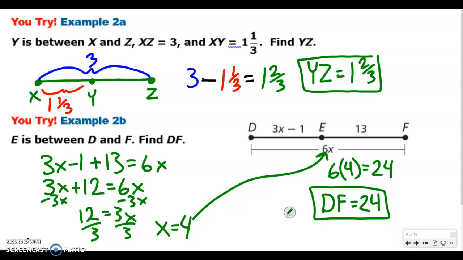Notice on the first one, we had to do a little figuring out by fractions. So 3 minus 1 1/3 gave us 1 2/3 for YZ. And then down on the bottom, make sure you pay attention to what the question is asking for. We need to define DF. So first we had to find x equals 4, but then we have to remember to plug that back in to solve for DF. So DF equals 24 for that final answer. You still have more work to do once you find x.